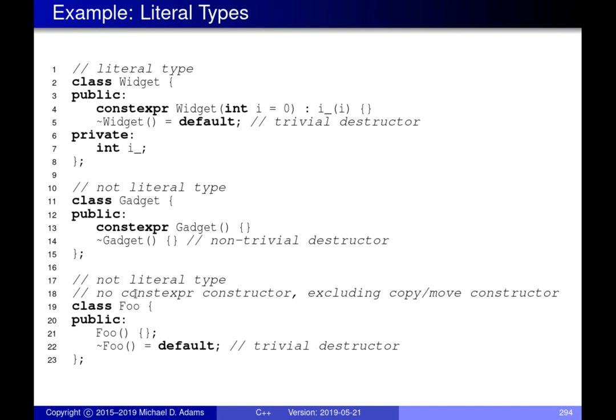The last type here is another example of a type that's not a literal type. In this particular case, we have no constexpr constructor. We have a constructor for this type, one of them, but the constructor is not a constexpr constructor. So essentially, we have no way that we could actually create one of these objects at compile time, because in order to create the object, you need a constructor, and none of the constructors can be run at compile time. Therefore, we can categorically say there's no hope of ever creating one of these objects at compile time. Any questions about any of these examples?